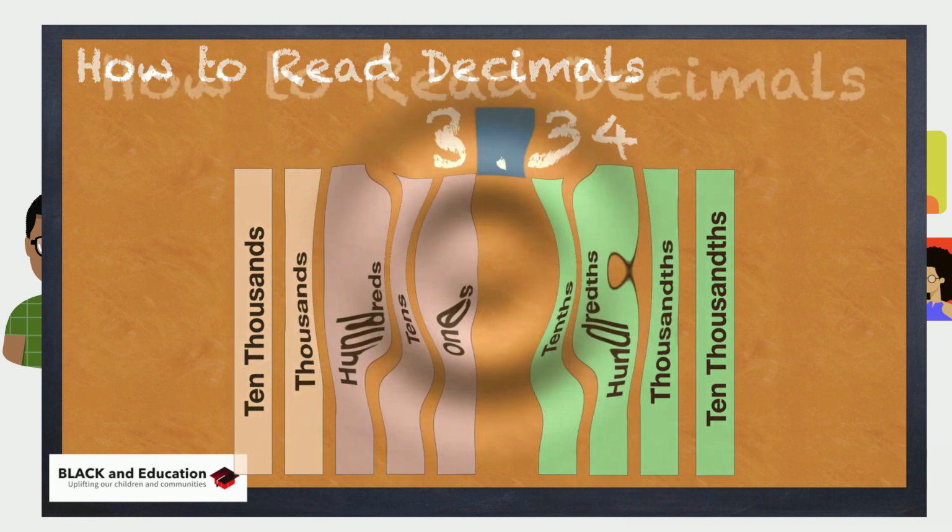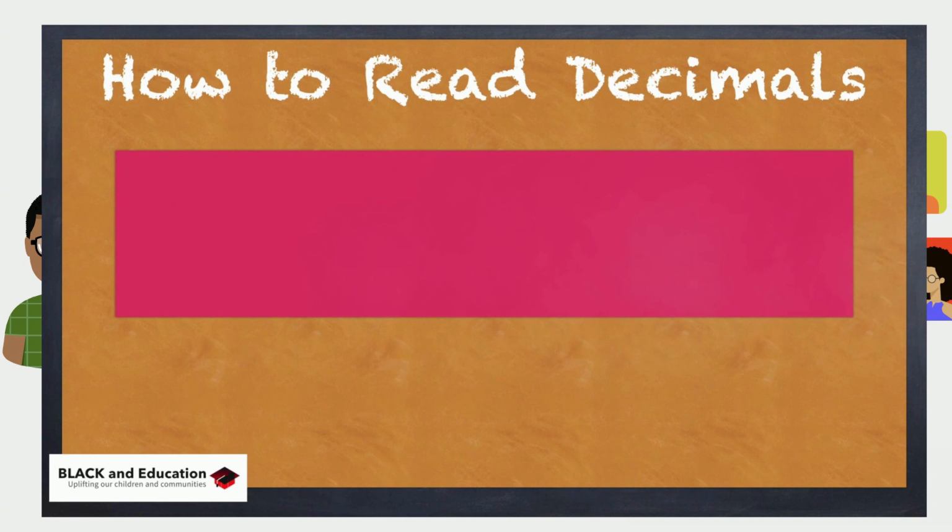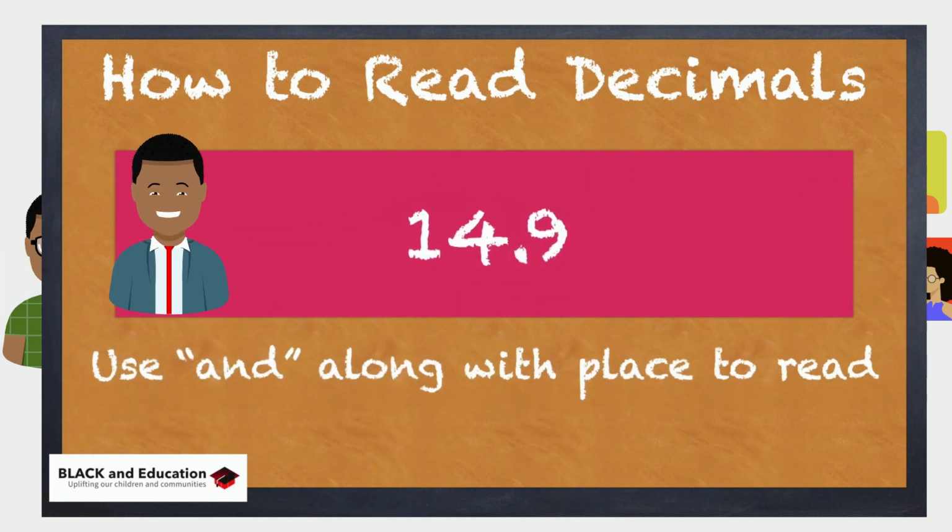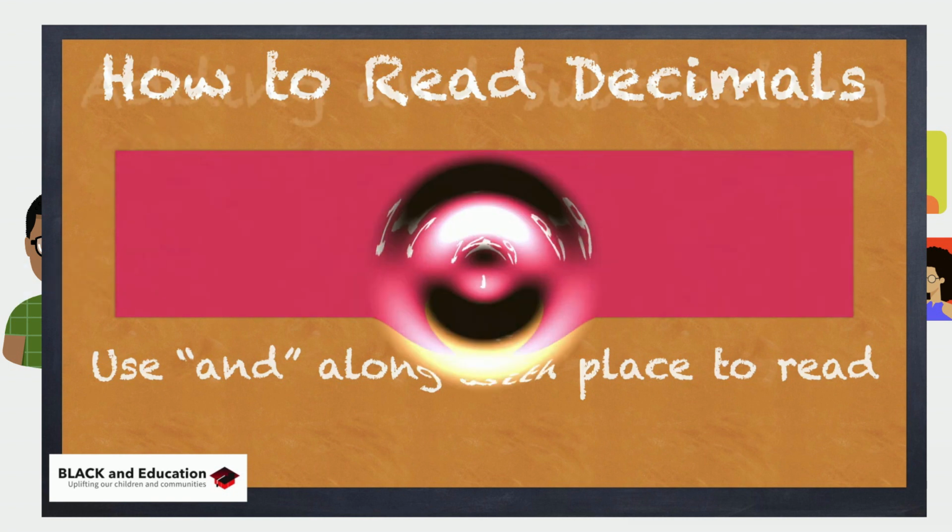So essentially, when you're reading decimals, let's say we have 14 and 9 tenths, you're really going to use the word and, because that helps you think about the place value that you're dealing with. In this case it's the tenths place, and you'll say 14 and 9 tenths. So that's how you read a decimal.